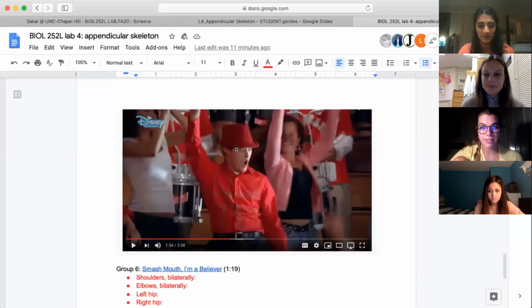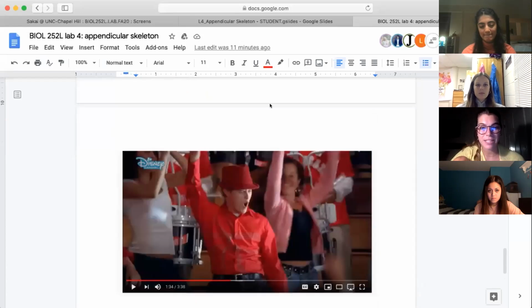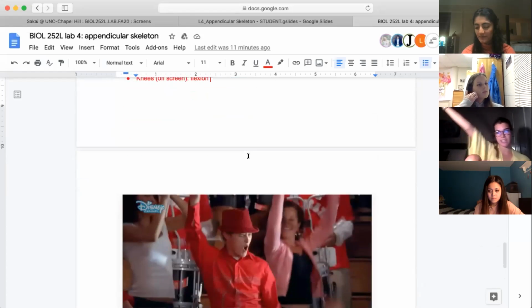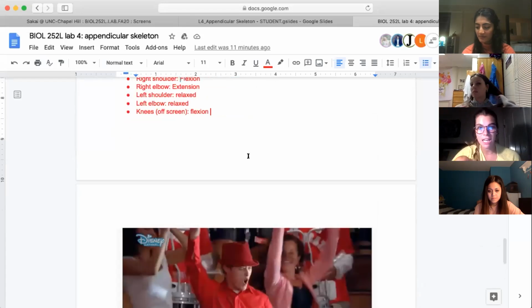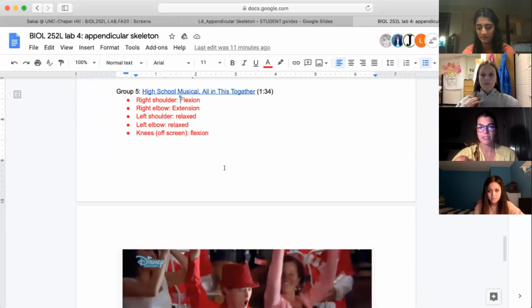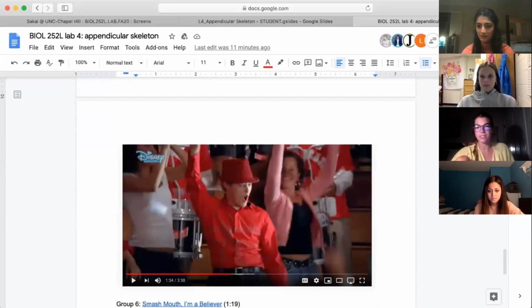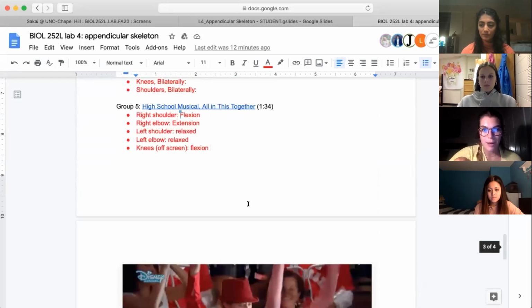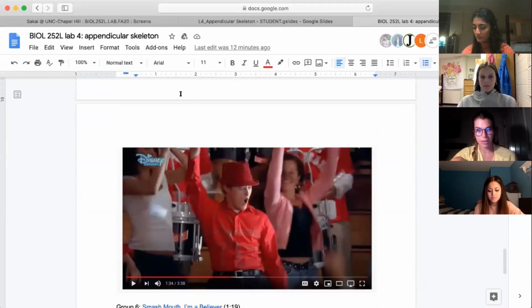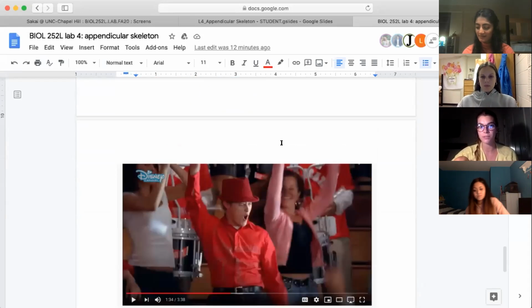Okay, so this is the picture. And so we said with his right shoulder flexion and then the right elbow is extension because he's kind of out like this. And his left shoulder and elbow, we just said relaxed, or just in anatomical position, because it even looks like he's got his arm facing forward. And then the knees are off screen, but from the way that his upper body looks, and obviously leading up to this, it looks like he's squatting.